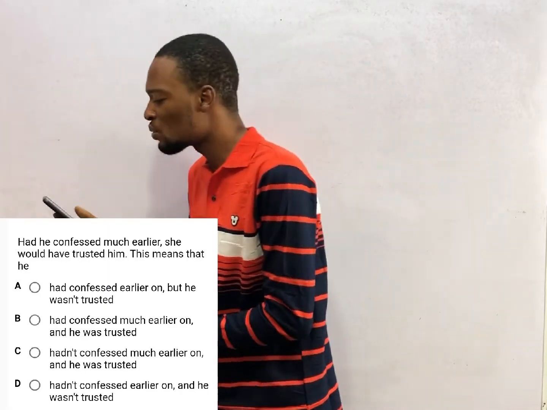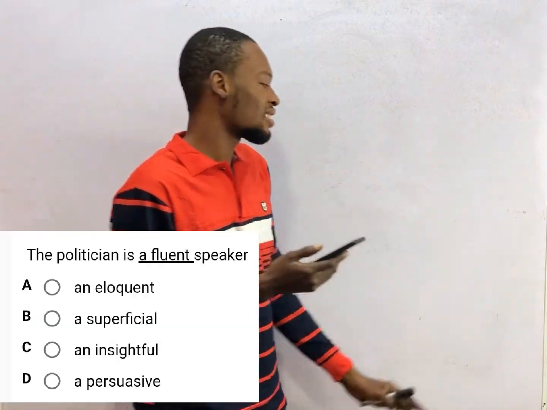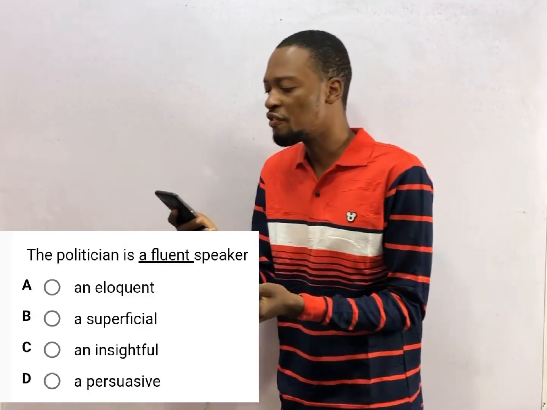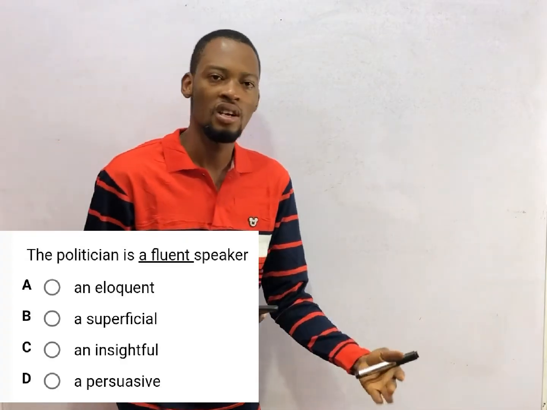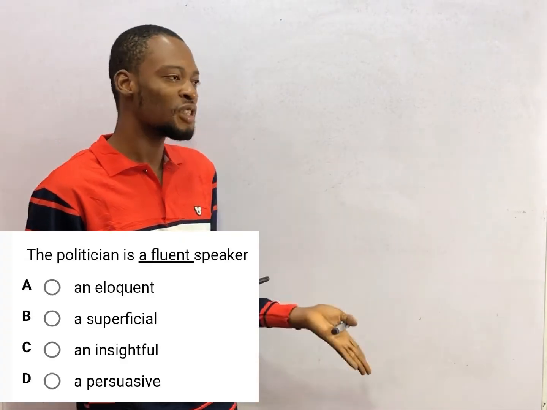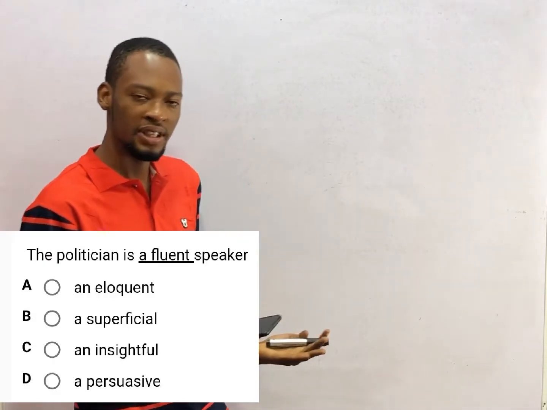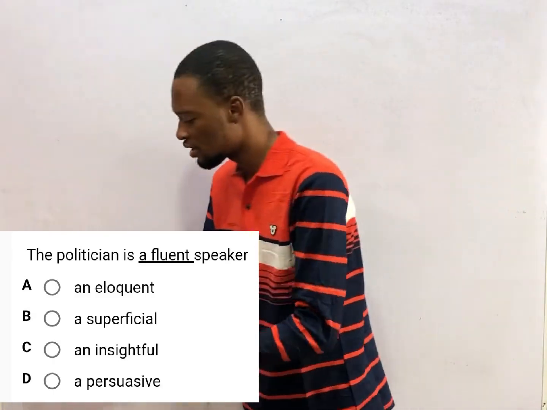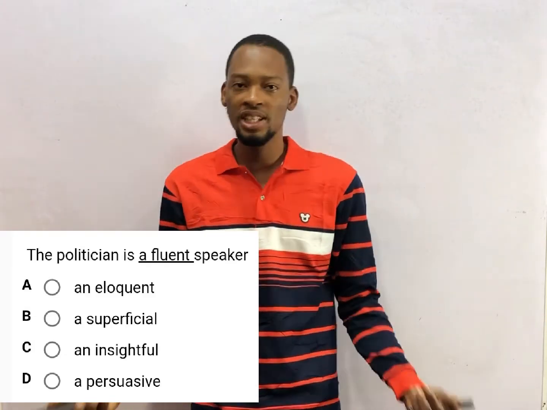You need the one that most interprets the statement. Then here, words and synonyms. Words nearest in meaning. The politician is a fluent speaker. Fluent means to express yourself well in a particular language. If you can express yourself very well in French, then you are fluent in French or you are proficient. If you can express yourself very well in English, then you are fluent in English, especially in speaking in public. You can come here and teach English.